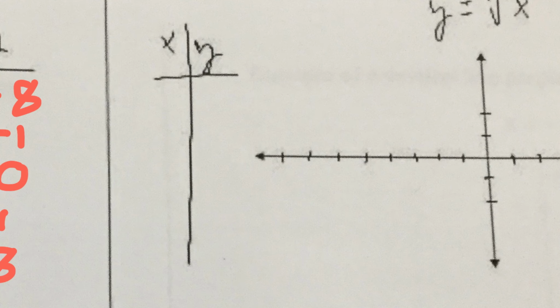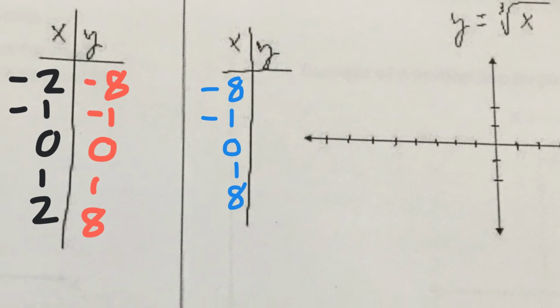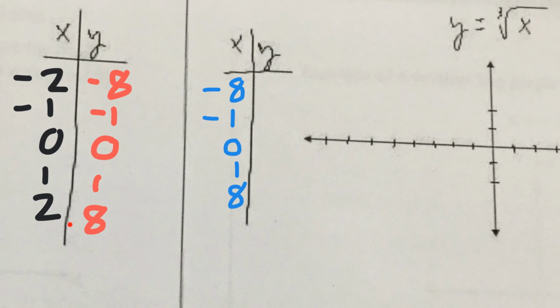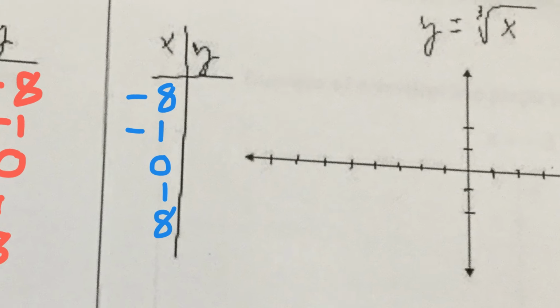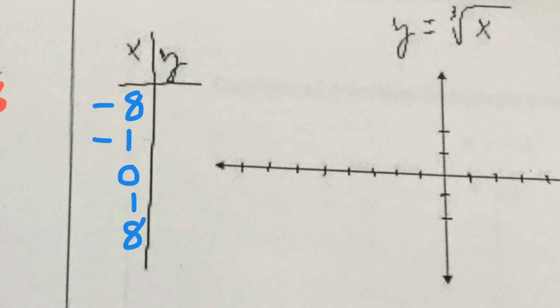So to see what happens on the negative side, we're going to plug in -8. Then -1, 0, 1, and 8. So you'll see it's the y values from the cube function that we're plugging in for x to the cube root function. So what's the cube root of -8? That is -2. The cube root of -1 is -1. Cube root of 0 is 0. 1 is 1. 8 is 2.